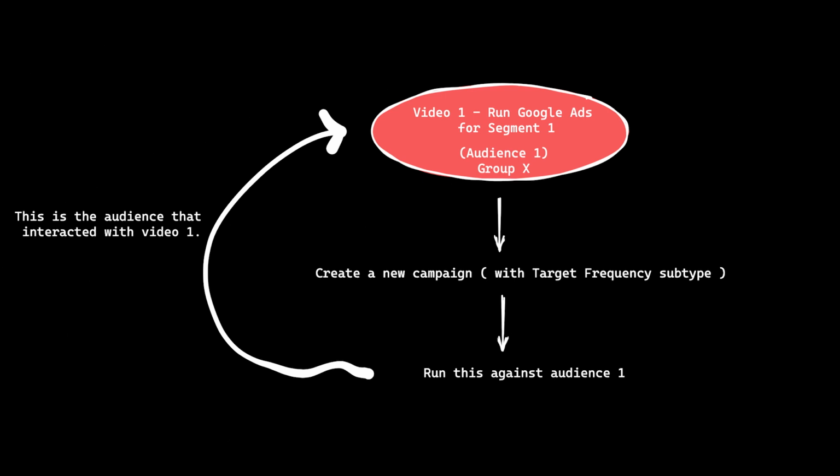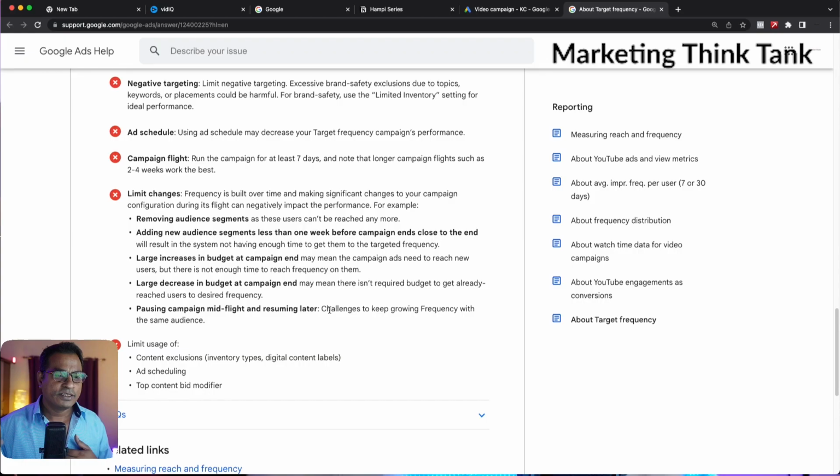After 2 weeks, you create another campaign with the subtype as target frequency and a new creative, and you can actually take people through the funnel to different stages, and you have a better probability of them converting for you. So that is one way this subtype can influence your conversions, and it can optimize your lead to sale cycle.